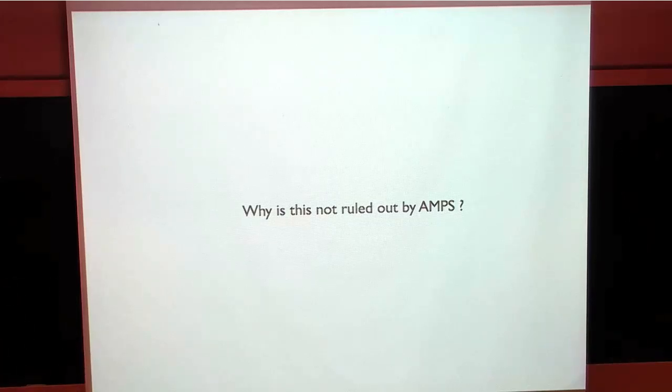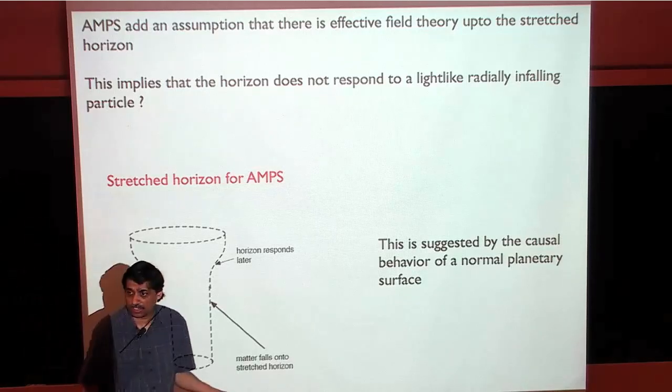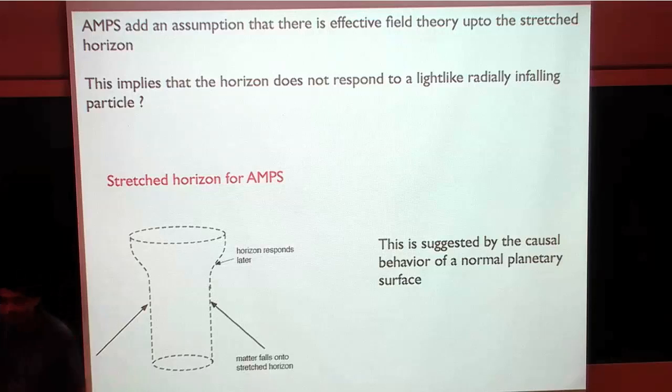Okay, so let's see. We haven't yet come to AMPS. So I was just so far spelling out the picture, and the picture looks like this. AMPS actually added an extra assumption that you have effective field theory up to the stretched horizon. At first that looks completely reasonable, because if you have anything like a fuzzball, it's going to end right at Planck length outside the horizon. That's the picture we're giving after all. And outside that is normal space. So why are you complaining?